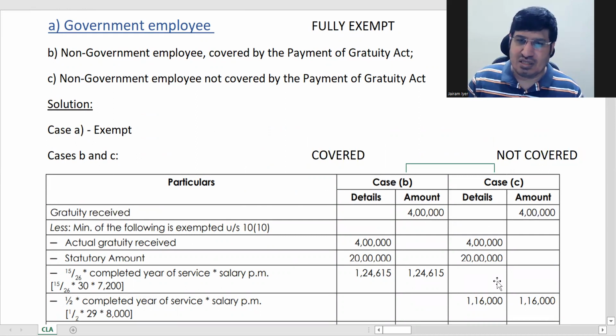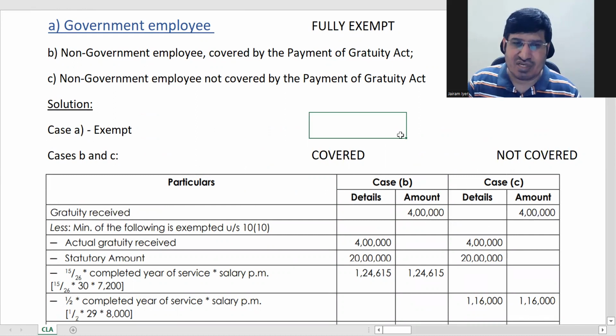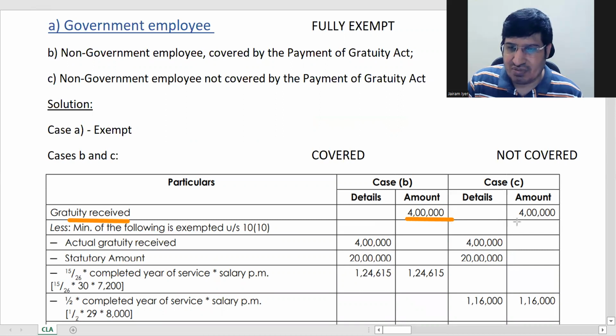Okay, case B is covered, case C is not covered under the Payment of Gratuity Act. First thing, as we saw, what we have to do is start with gratuity received. From this only the exempt amount will be deducted. Now we can say the least of the following is exempted.